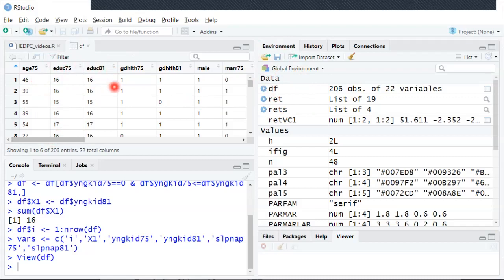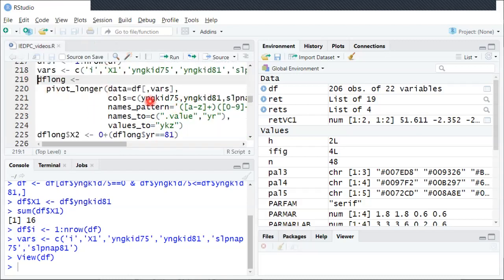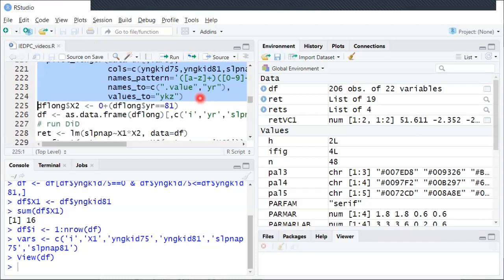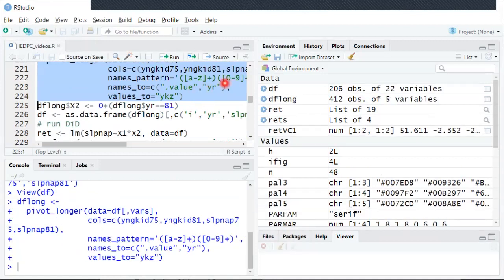Now, what I want it to look like, to better match the textbook notation, is to have a different row for 1975 and for 1981, so that there are two rows per individual, one for each year. So I'm going to use some magic function that took me a little bit of time to figure out, but seems to do what we want. And then this X2 is the time dummy that's equal to 1 for 1981 and equal to 0 for 1975. So I'll create that.